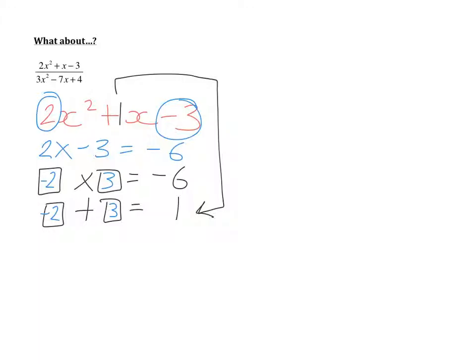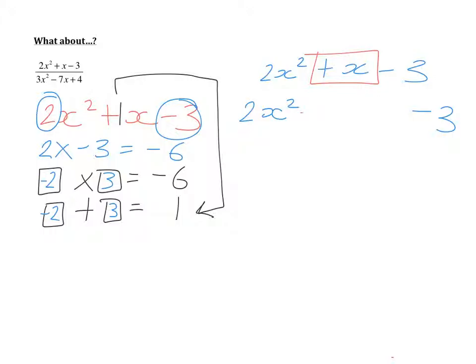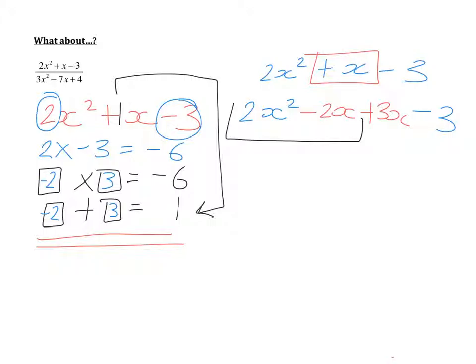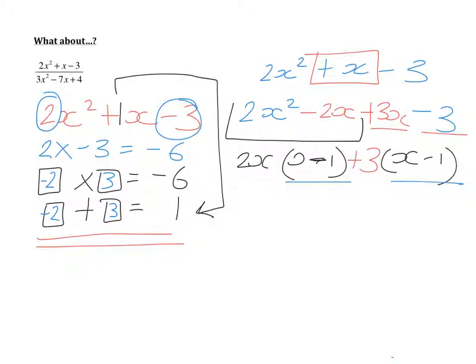We can use this to split the middle term. So if we take 2x squared plus x minus 3, leave the 2x squared as it is, leave the negative 3 as it is, this middle term of plus x we can rewrite as negative 2x plus 3x using the negative 2 and the 3 from here. We then factorise the first part of this by taking out the 2x, brackets x minus 1. We know this factor of x minus 1 will be repeated over here, but we need a plus 3x and a minus 3, so we need a plus 3 here. When we then factorise out our x minus 1, we're left with x minus 1 and 2x plus 3. So this is the factorisation of the numerator.